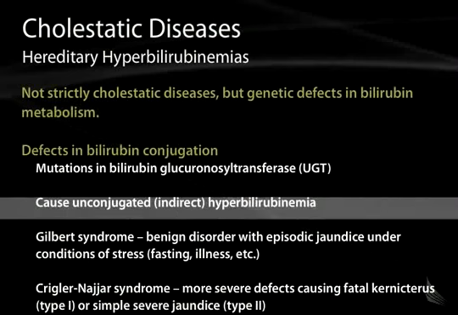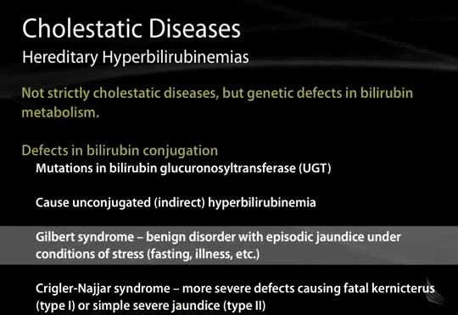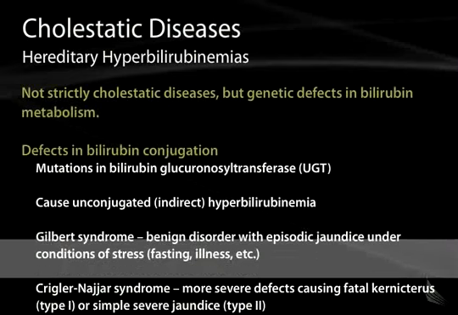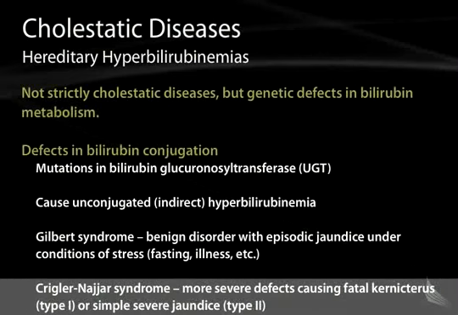There are two other syndromes, Gilbert syndrome, which is a benign disorder and characterized by episodic jaundice under conditions of stress, such as fasting or illness. Again, this is a very common but benign condition. And Crigler-Najjar, which is a more severe defect, causing fatal kernicterus in type 1 or severe jaundice in type 2.